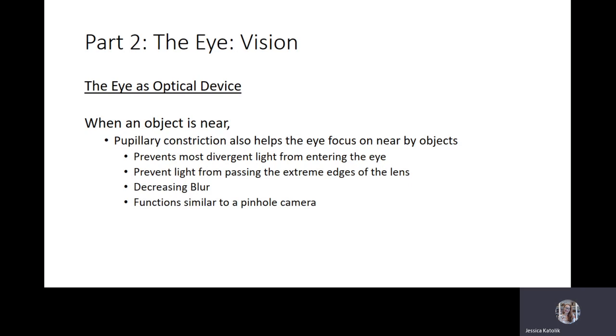So to prevent that from occurring, the pupils can actually constrict. And when they constrict, they will actually limit the most divergent rays of light from entering the eye. And so the rays of light that are more parallel will come into the eye. And therefore the lens doesn't have to work as hard to accommodate those more parallel rays of light. This will decrease the blur that the eyes will see. And this actually functions a lot like a pinhole camera. So let's look at an image of that.